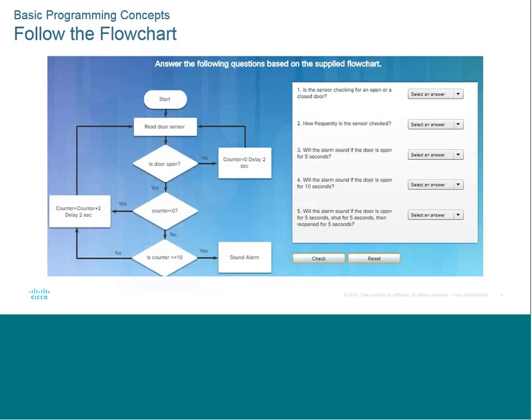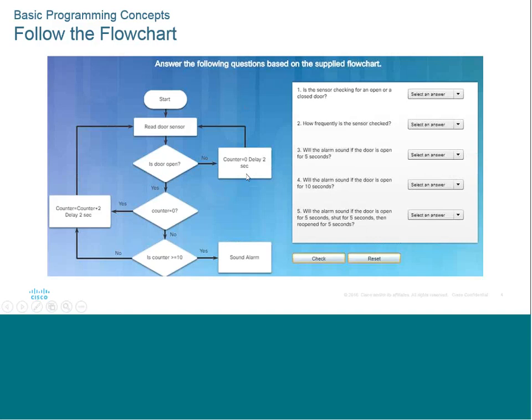As you can see here, this is for a sensor. This is for an IoT device, that is a door. When the door is open, and for how much time the door is open, then it will create a sound alarm. So for that purpose, this is the flowchart. We start from here. Read door sensor. The sensor will read the door, that is, door open. Is door open? If no, then counter 0, delay 2 seconds.